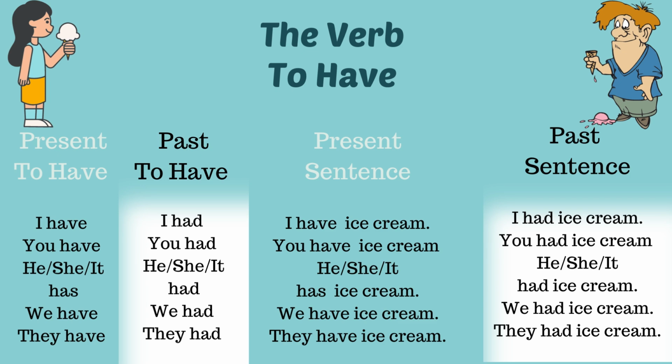To have. So now we're going to look at the verb to have. We'll look at the present to have, the past to have. We'll look at a present sentence and a past sentence. I have, present. I had, past. Present sentence, I have ice cream. Past sentence, I had ice cream.